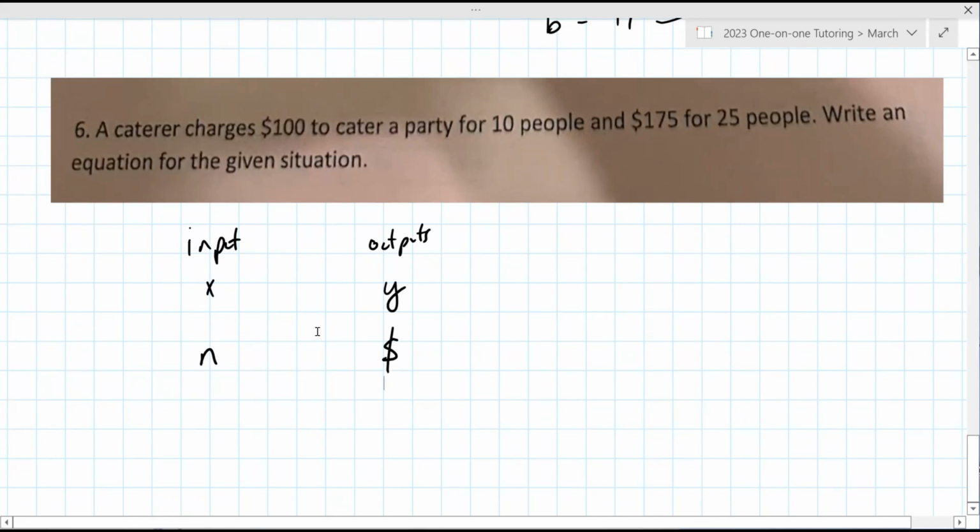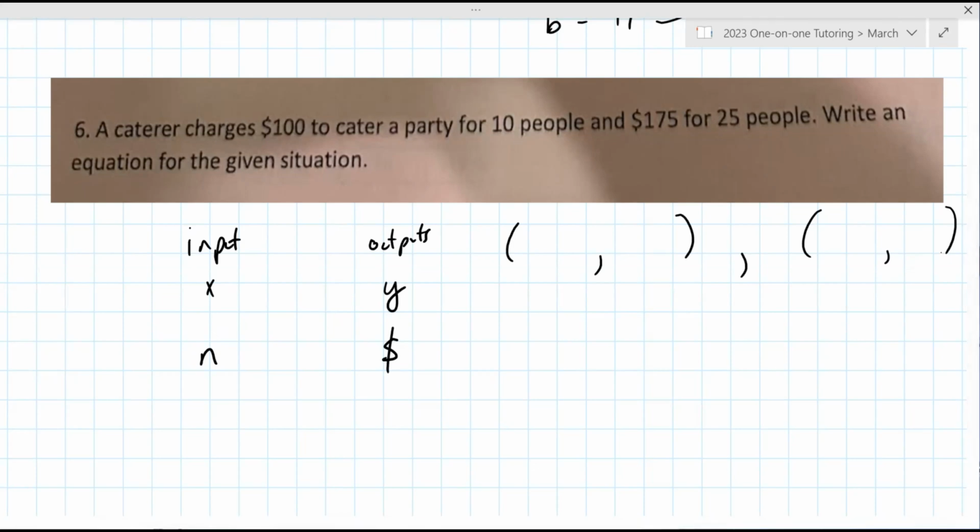Okay, so you have to know this in advance. Like you have to know what is X, what is Y, because in this case, your input is N, your output is dollars. So can you give me the two ordered pairs in this scenario? 10 people. Yeah, give me the first ordered pair here. Oh, wait, no. Yeah, 10, 100.